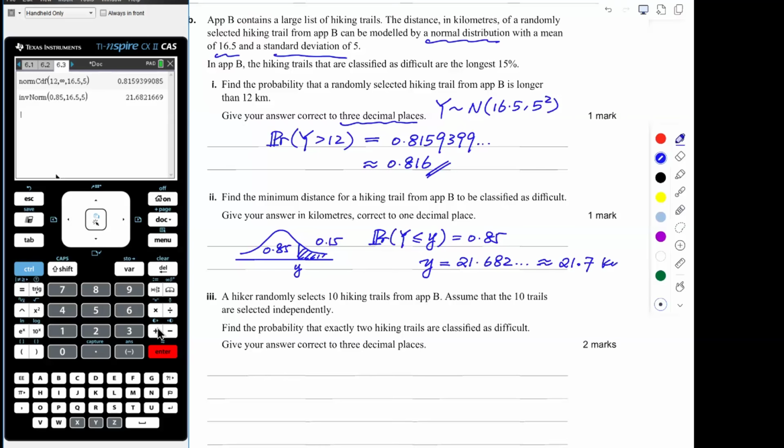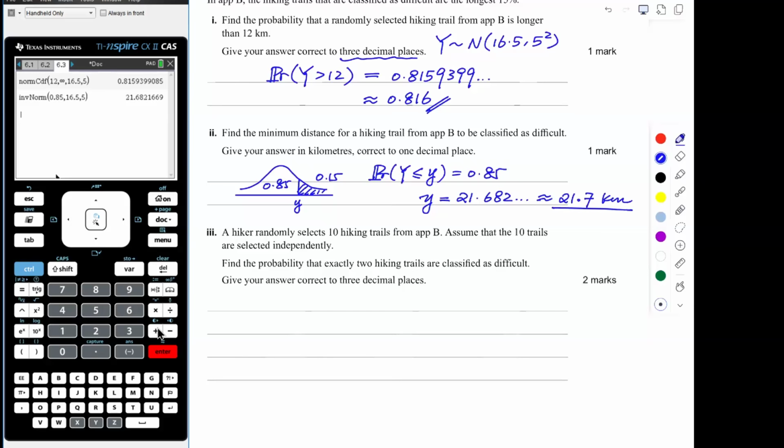A hiker randomly selects 10 hiking trails from App B. Assume that the 10 trails are selected independently. Find the probability that exactly 2 hiking trails are classified as difficult. So let's call it, W is a binomial distribution. N equals 10 trails. P is the probability of success for one trail to be difficult. Then I'll get the probability of W equals exactly 2. So that's 10 choose 2 times 0.15 squared and 0.85 to the power 8.